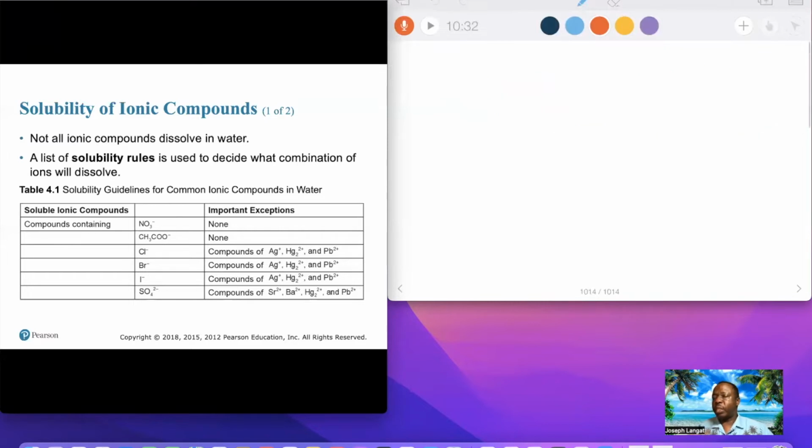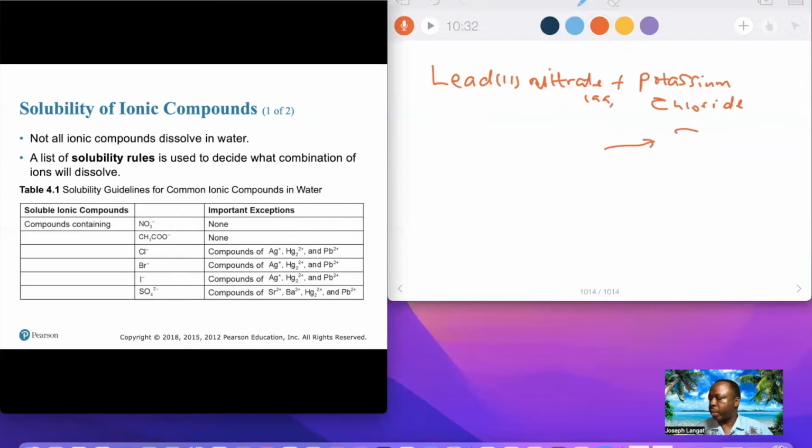I will use a specific example here. Let's say lead(II) nitrate, this is nitrate, plus potassium chloride. What will be the product? All right. I know this is a precipitation reaction, but assuming that I don't know, how will I know?